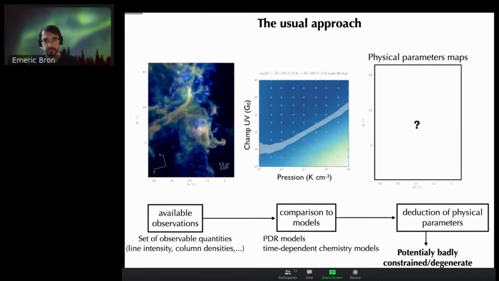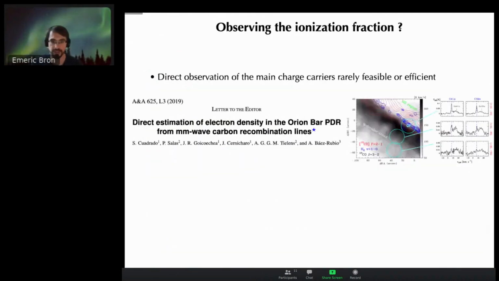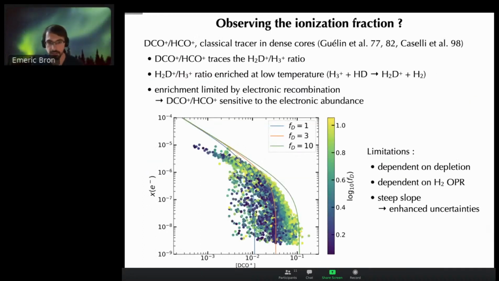So the reason we don't find it with our methods is in part explained by this graph, where we see that there is actually a lot of scatter in the relationship between the ionization fraction and this ratio. Looking at the model grids, we find that most of this scatter is due to the ortho to para ratio of H2. So if we could determine the ortho to para ratio of H2 observationally, then it might be a better tracer.